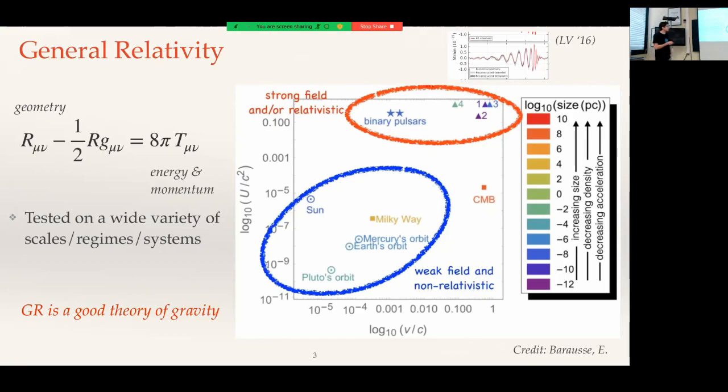And for instance, you can see that general relativity has been tested in the bottom left corner in the solar system. You also have the CMB test around here. And more recently, you have strong gravity tests in the top right corner, like the gravitational waves from the LIGO and KAGRA collaboration.